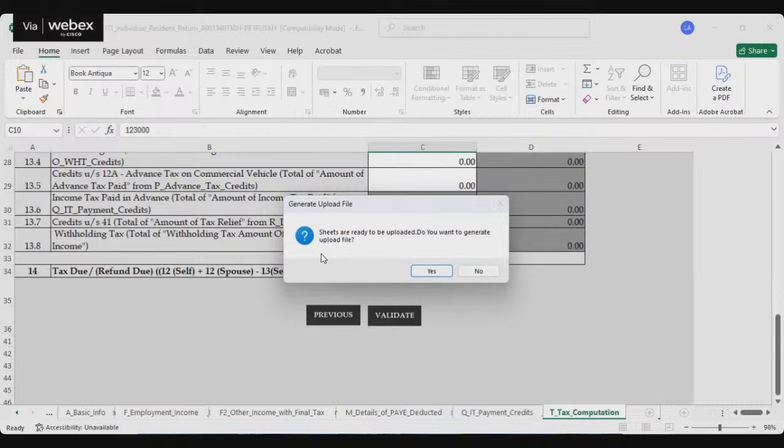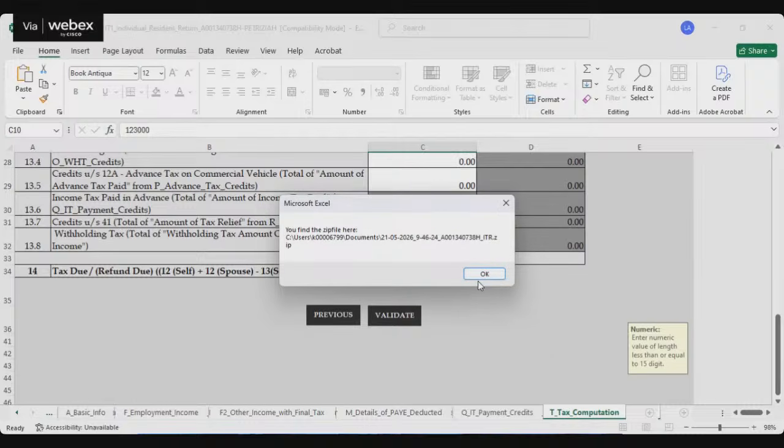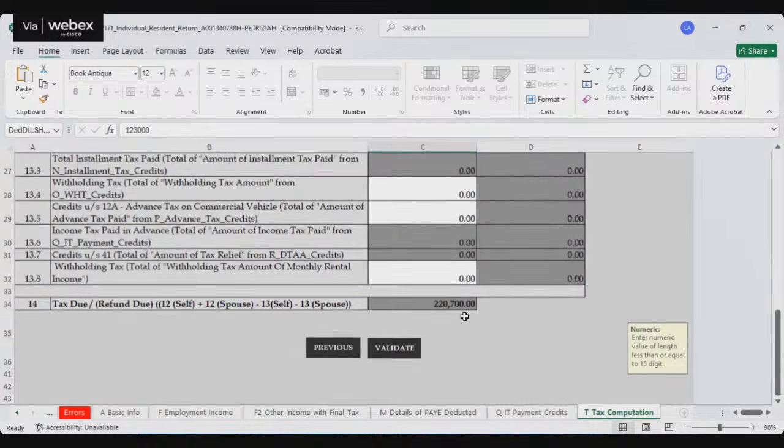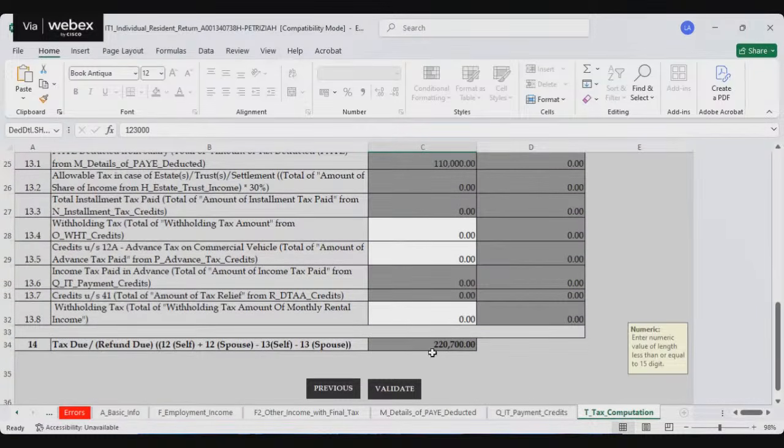So it will tell you sheets are ready to be uploaded. Do you want to generate and upload file? You say yes. Then it will tell you find the zip file somewhere. Then you say okay. But always remember, if you're filing for employment income, then the figure here should not be positive unless you are under-deducted. Actually, normally it's supposed to be either a small figure or a negative figure. So always be careful to ensure that it is not a positive. Don't submit if it is a positive unless you are very, very sure that whatever figure is there is what you are planning to pay.